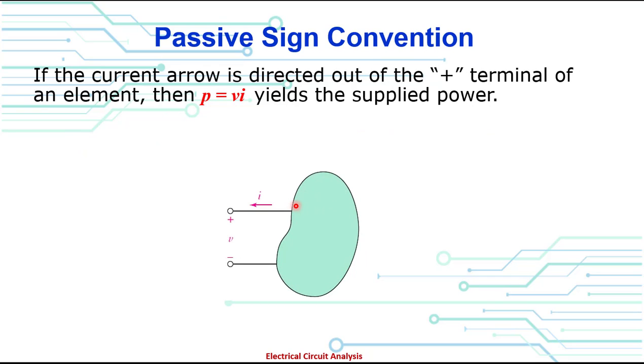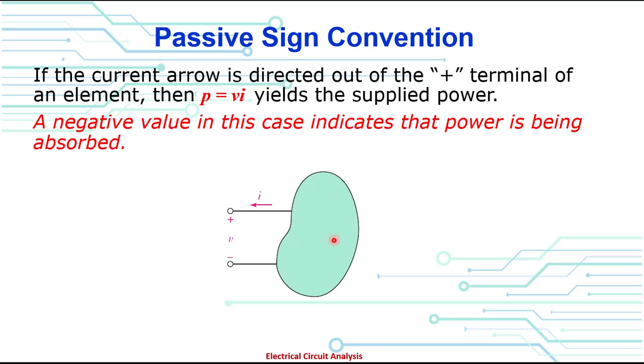If the current arrow is directed out of the positive terminal of the circuit element, then the product voltage into current, which gives power, means that power is supplied by the electrical element. But if the product of voltage and current is negative, it means our assumption is wrong. The power now here is being absorbed by the element. So passive sign convention tells us about whether the power is generated by the element or is absorbed by the element.